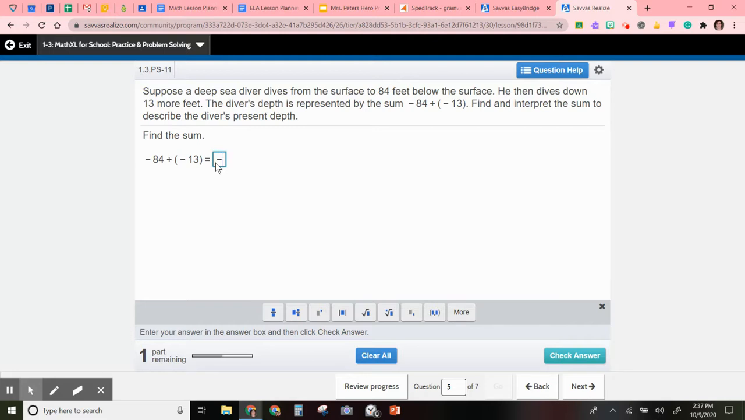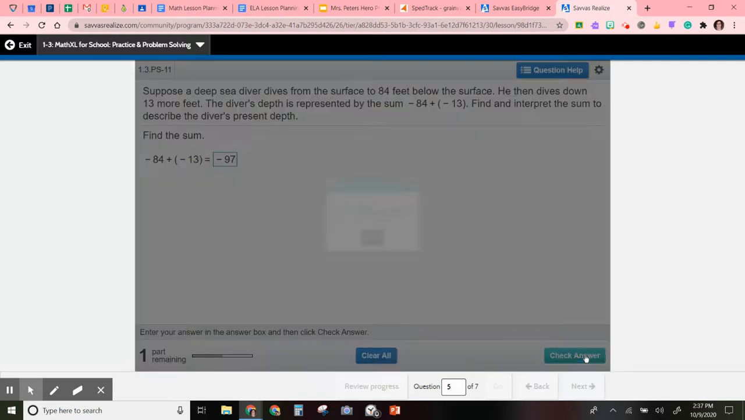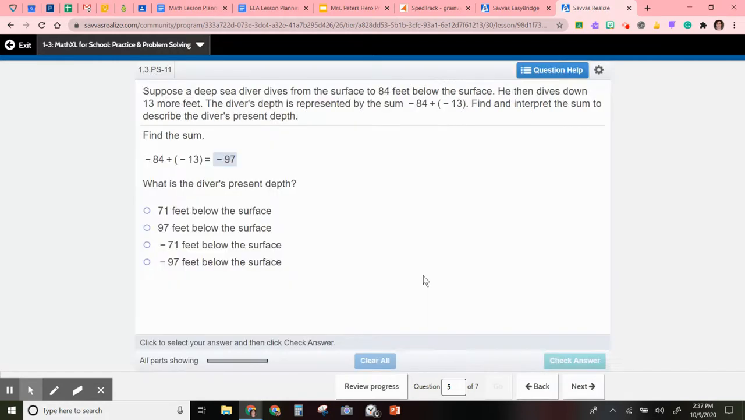And I'm pulling out my calculator here. And that tells me that 84 plus 13 is 97. So the deep sea diver is negative 97 feet below zero, or feet below the surface. So he's 97 feet below the surface. He started at 84, went 13 feet further down, and so negative 97 is where he is at now.